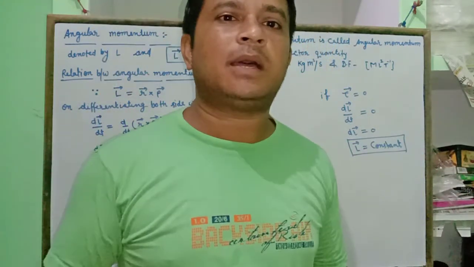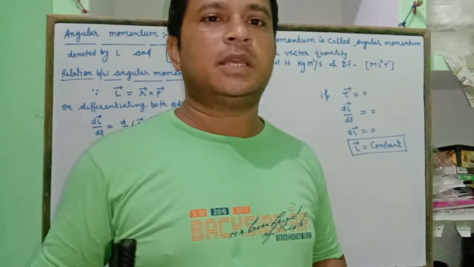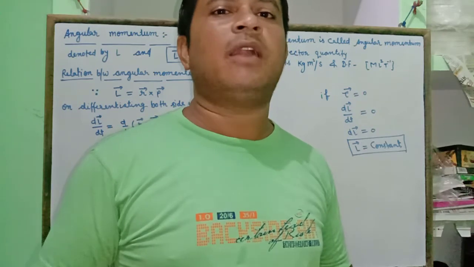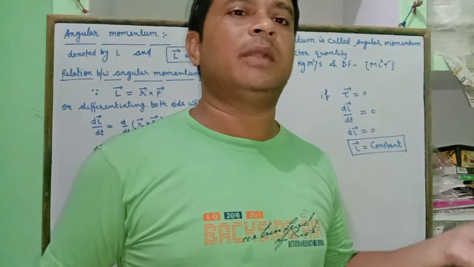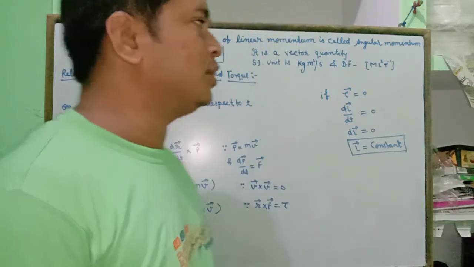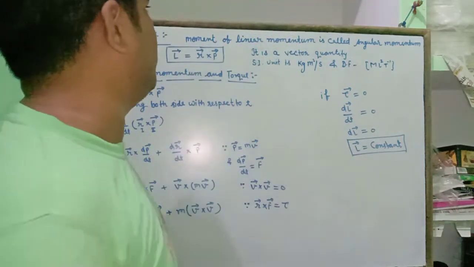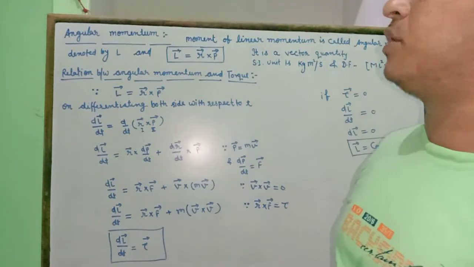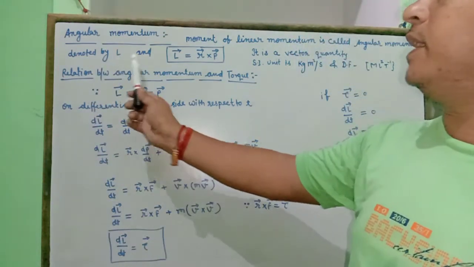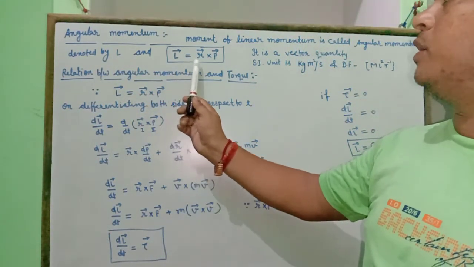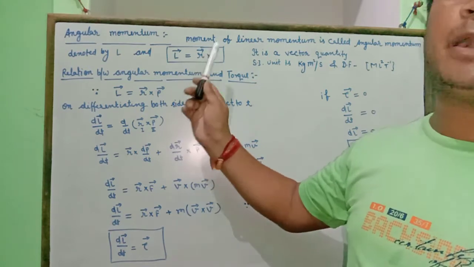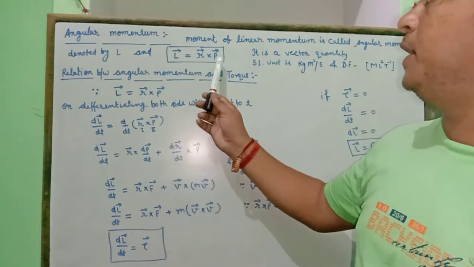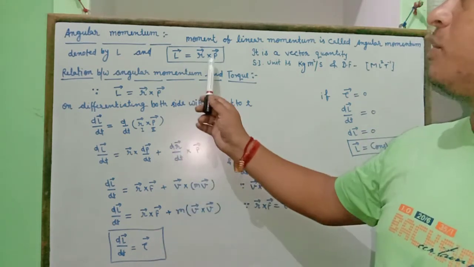How can we define angular momentum? We know that whenever a particle or body moves in a circular path about a fixed point, then the linear momentum is converted into angular momentum. So angular momentum may be defined as the moment of linear momentum. It is denoted by L and written as L is equal to r cross p. r is the perpendicular distance of the body from the rotational axis and p is the linear momentum. So L is equal to r cross p.